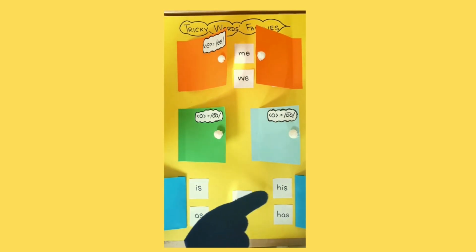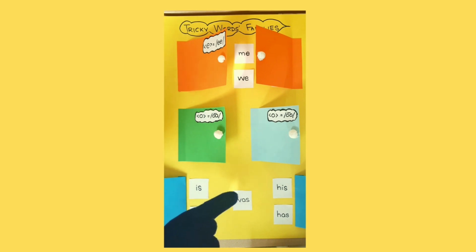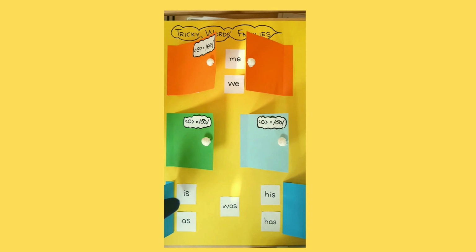his, has, is, as, his, has. And the last word, the one in the middle, is a little more tricky because this is was. You cannot even say the sound of a. It's was, not was. Let's say these words once again. Is, as, his, has. And the middle one is was.